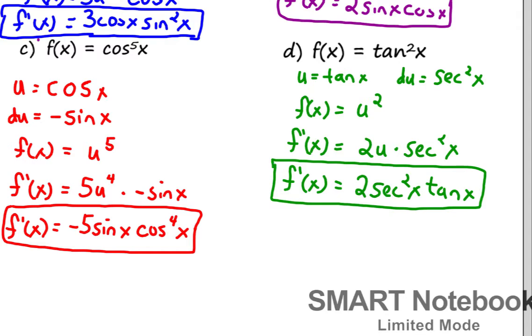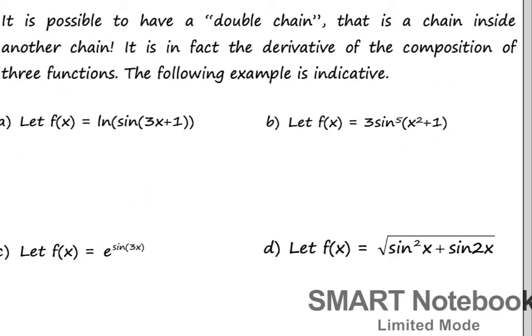Some problems you might have to perform the chain rule more than once. So we're going to look at some examples where we have to use the chain rule multiple times in a single problem. So in example A here, notice I have the natural log of the sine of 3x plus 1. So I have two inside functions, the sine and 3x plus 1. So you're going to start by looking at the inside function. So I'm going to let u equal sine of 3x plus 1.